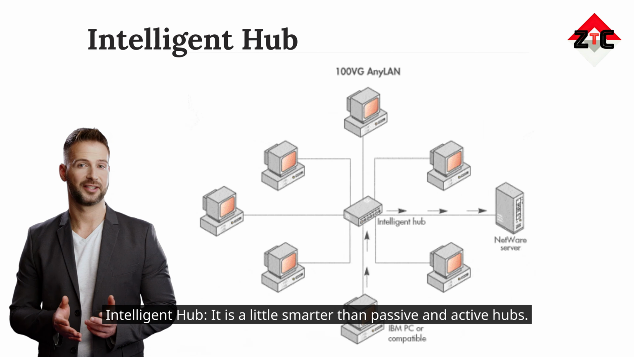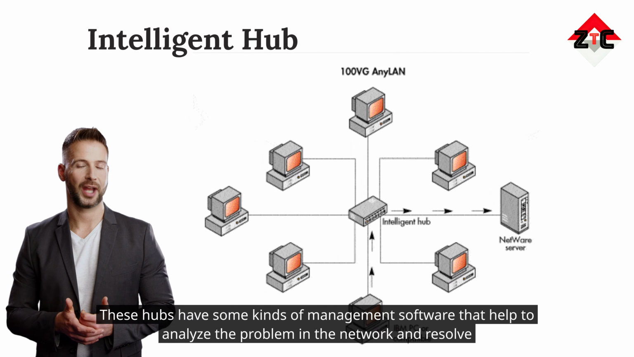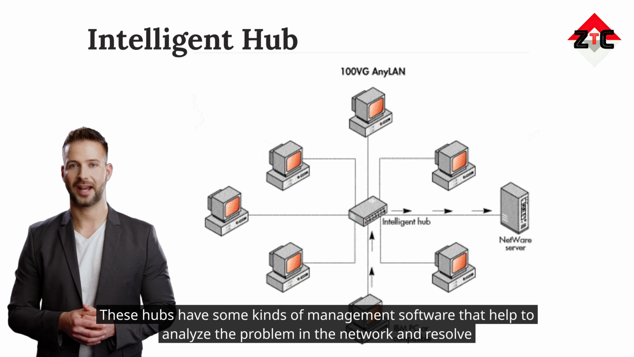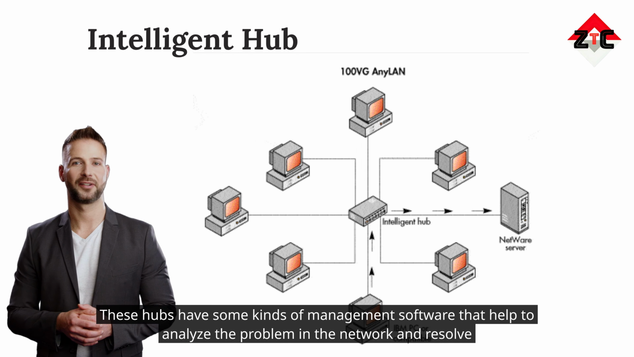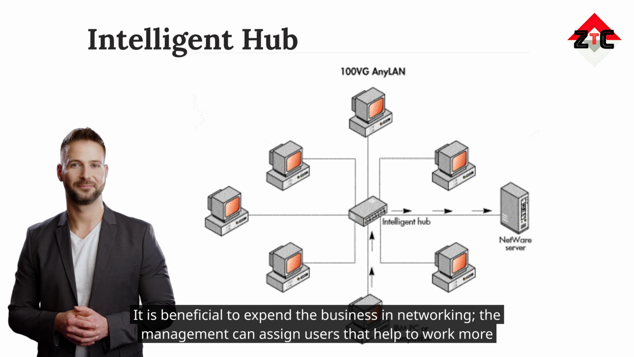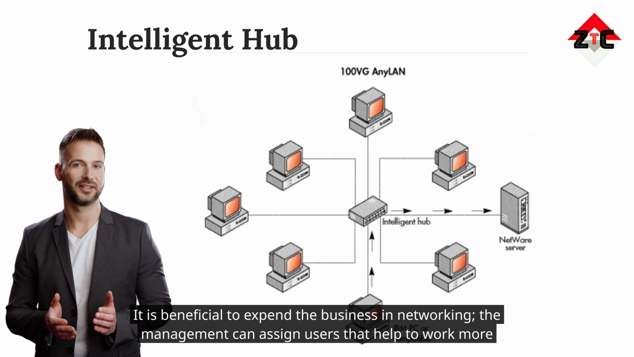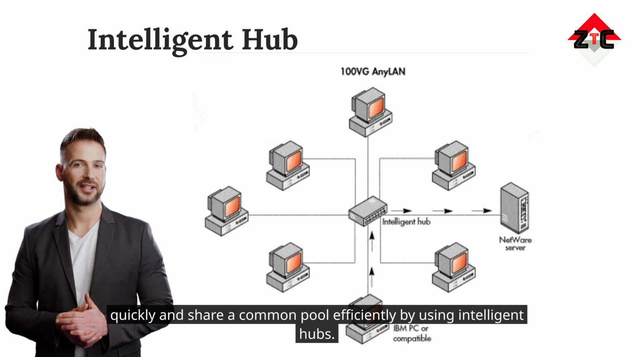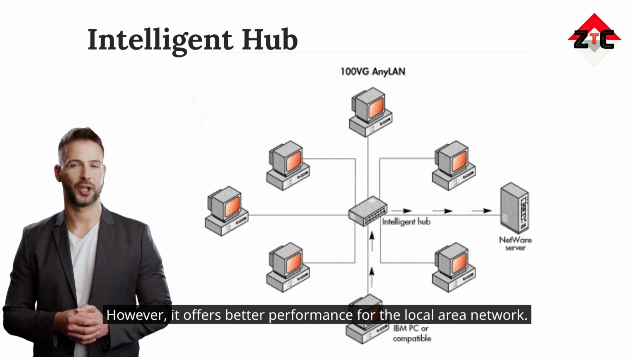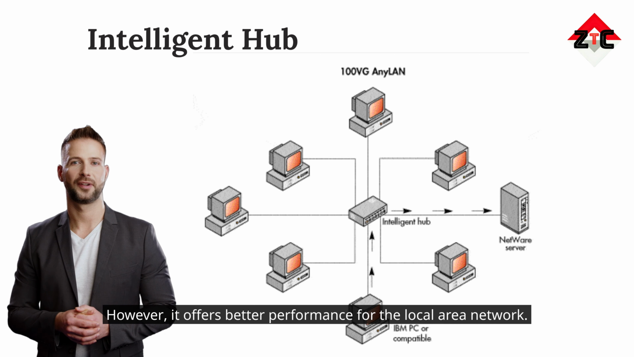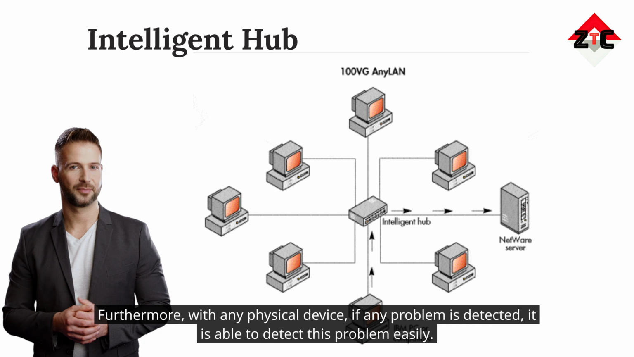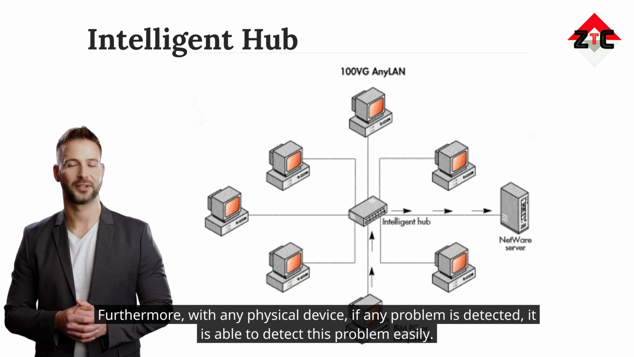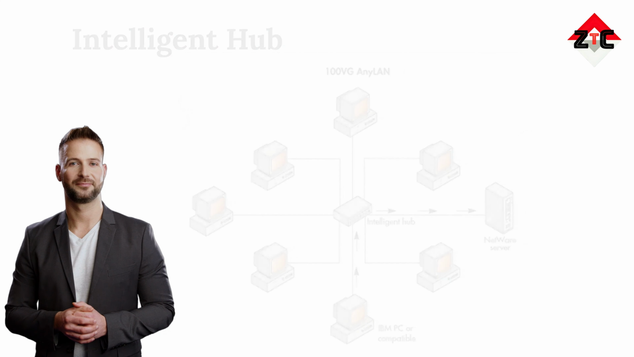Intelligent hub. It is a little smarter than passive and active hubs. These hubs have some kind of management software that helps to analyze problems in the network and resolve them. It is beneficial to expand the business in networking. The management can assign users, which helps them work more quickly and share a common pool efficiently by using intelligent hubs. However, it offers better performance for the local area network. Furthermore, with any physical device, if any problem occurs, it is able to detect the problem easily.